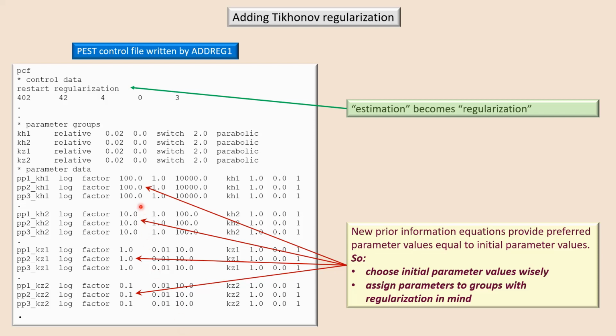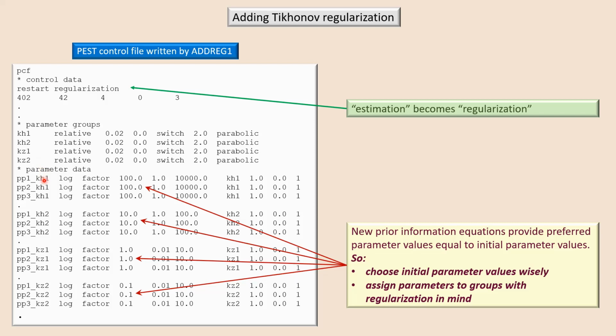In the parameter data section of the original PEST control file, as in any PEST control file, each parameter is assigned to a parameter group. Parameter groups are listed in the parameter group section of a PEST control file. As we discuss later in this video and in other videos, the parameter group section of the PEST control file contains variables which describe how finite difference derivatives should be calculated by PEST. When we're using addreg1 or addreg2, these groups have a secondary role.